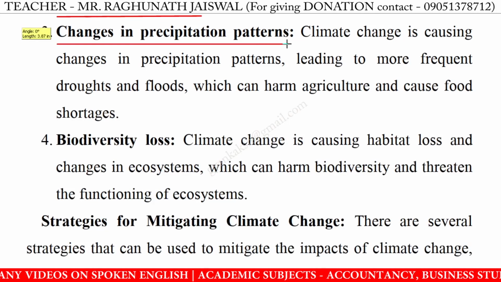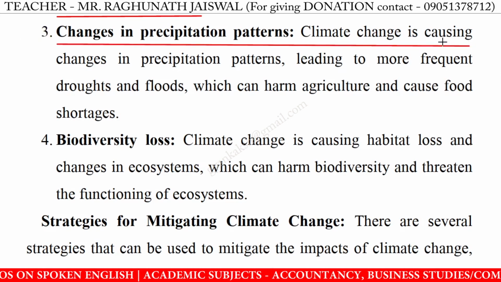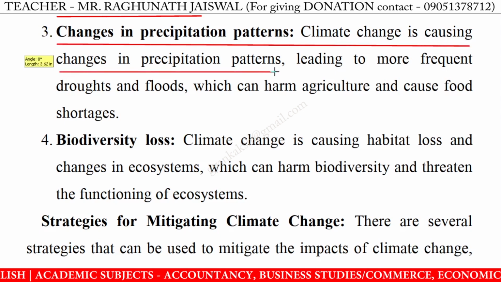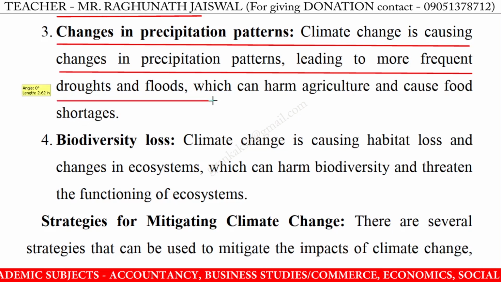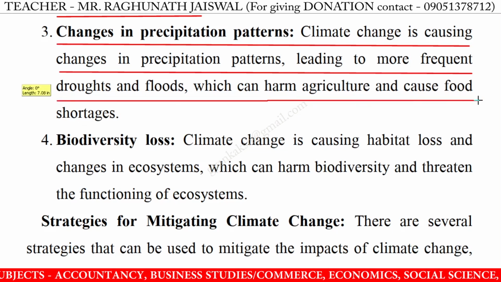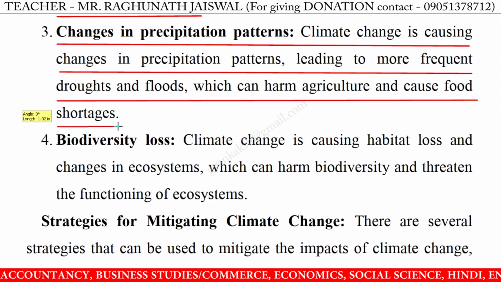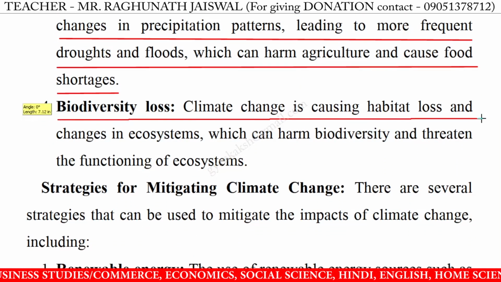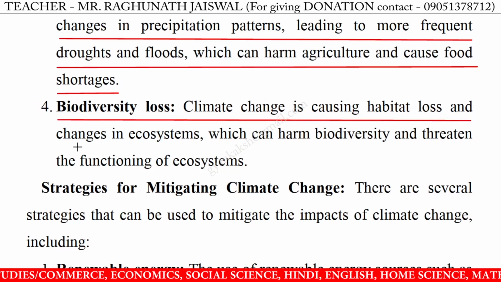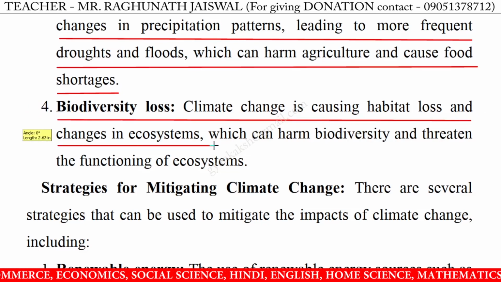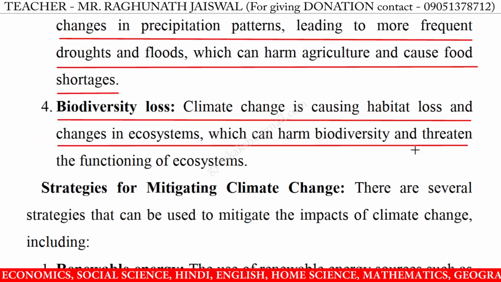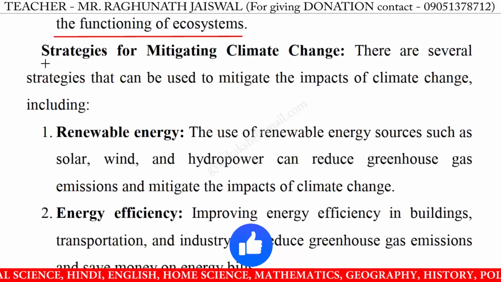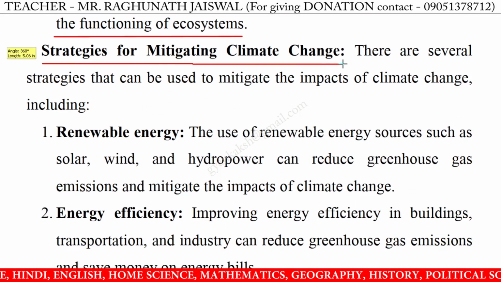3. Changes in precipitation patterns. Climate change is causing changes in precipitation patterns, leading to more frequent droughts and floods, which can harm agriculture and cause food shortages. 4. Biodiversity loss. Climate change is causing habitat loss and changes in ecosystems, which can harm biodiversity and threaten the functioning of ecosystems. The strategies for mitigating climate change.